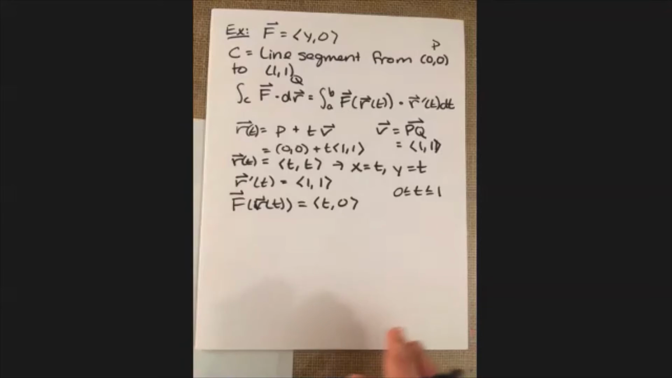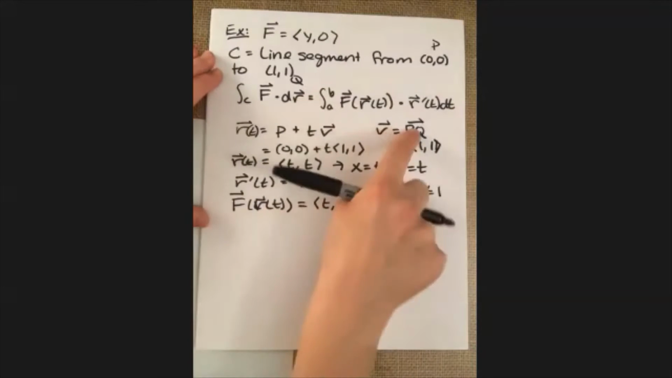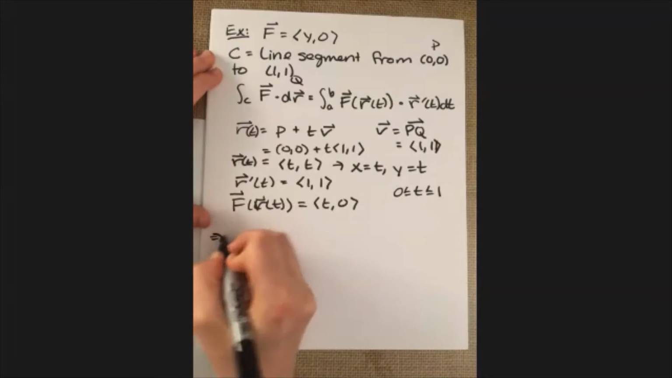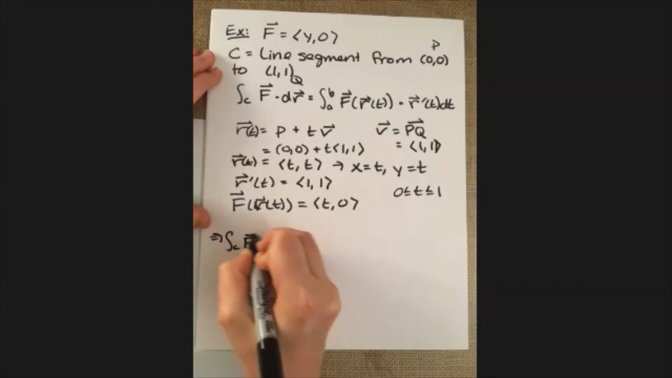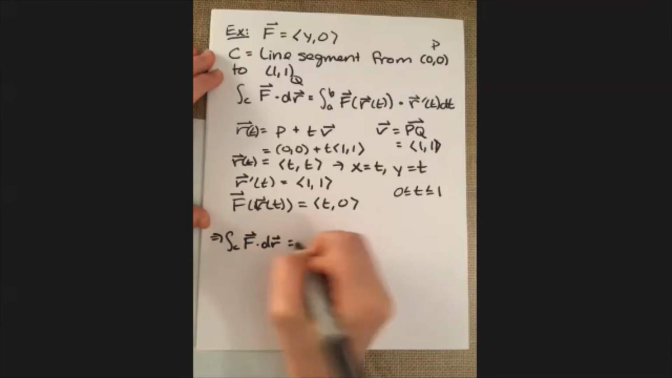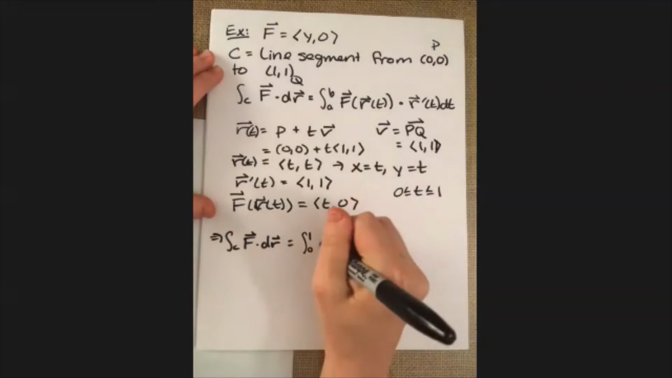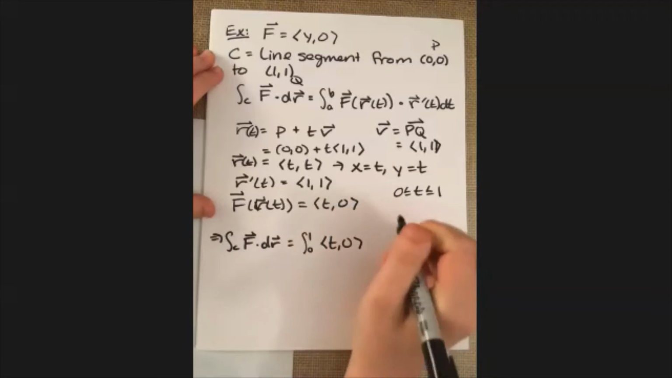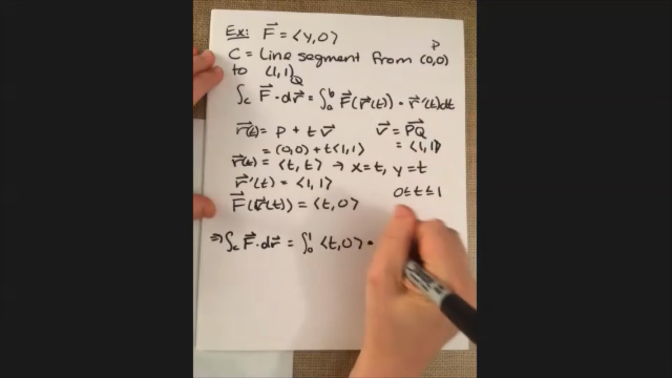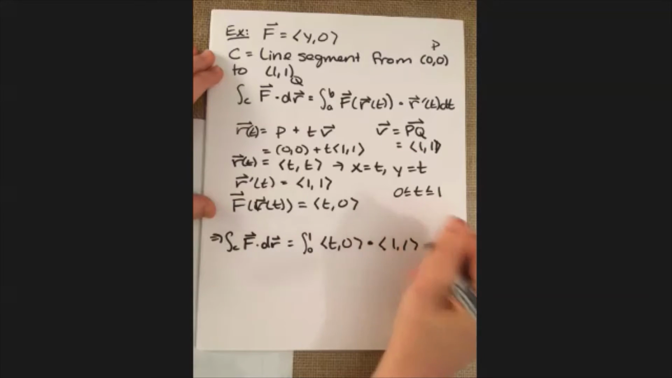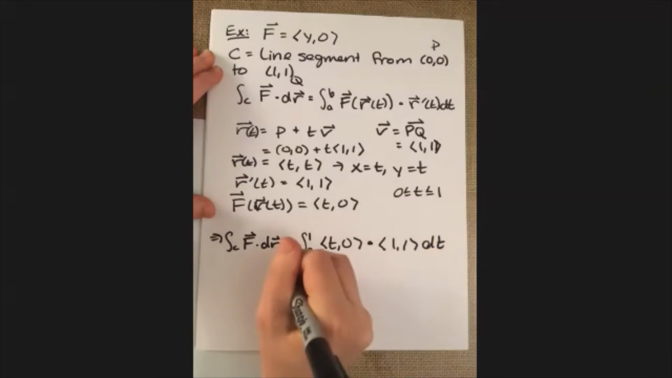So, all right, I think that's everything. We have all the pieces for our integral right here. So our integral over the curve of f dot dr has to be equal to the integral from 0 to 1. F of r of t is t, 0, and then r prime of t is 1, 1, and we're taking the dot product of those two things, dt.